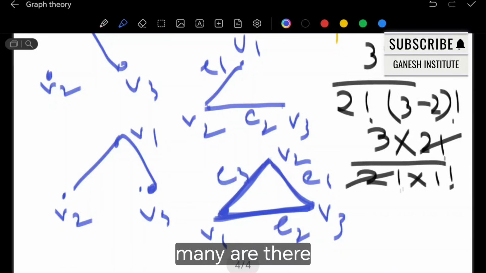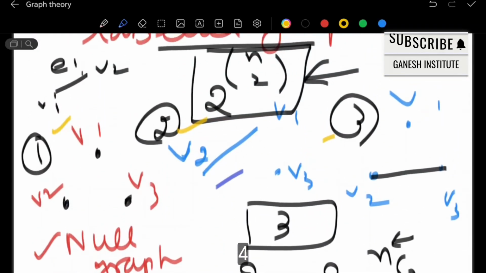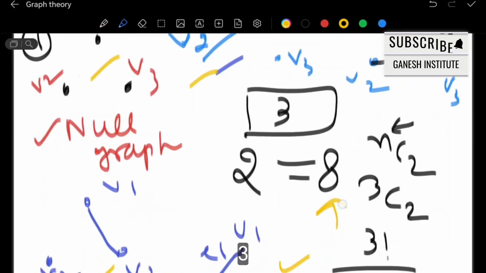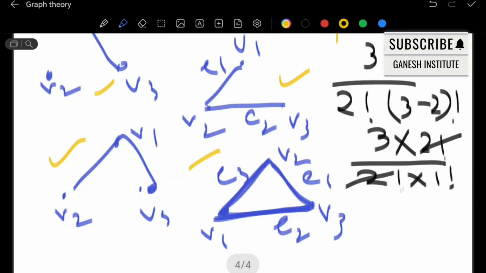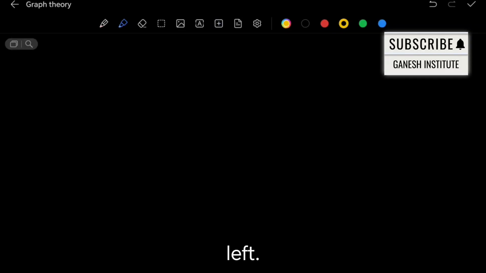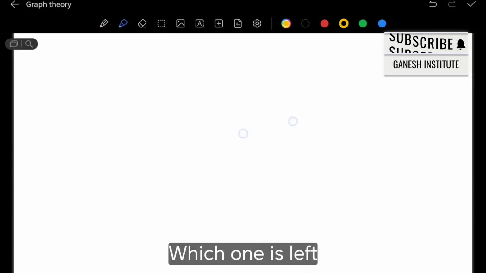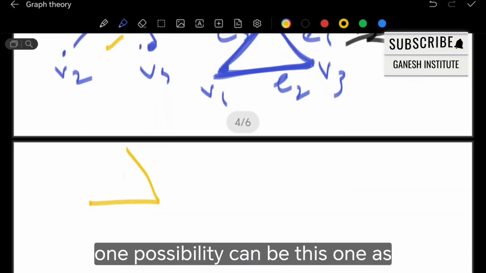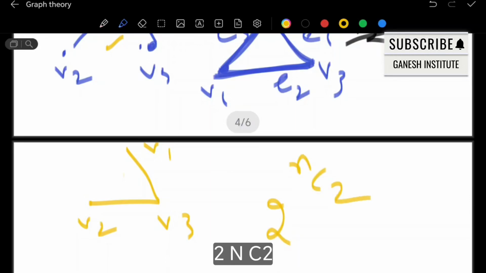Are you getting my point? So how many are there? See, 1, 2, 3, 4, 5, 6, 7. Is there any other possibility which is left? We have got this one. All right, this one is left, when we have connected these two. One possibility can be this one as well. So this is how we get 8 possibilities, because the formula is 2 raised to power nC2.